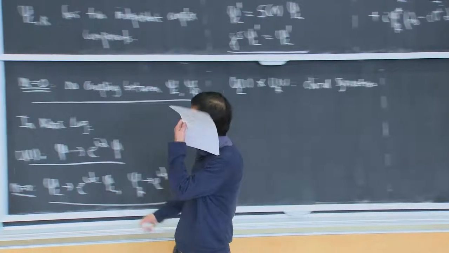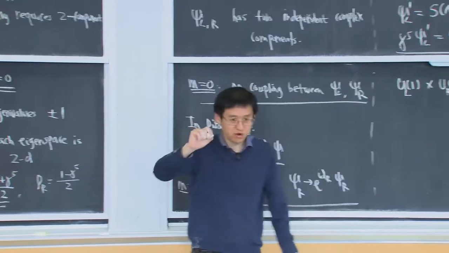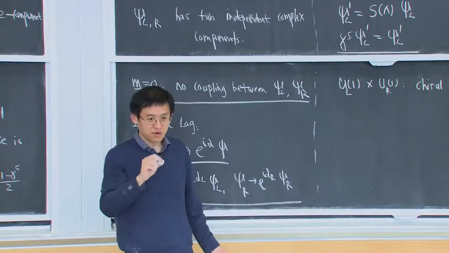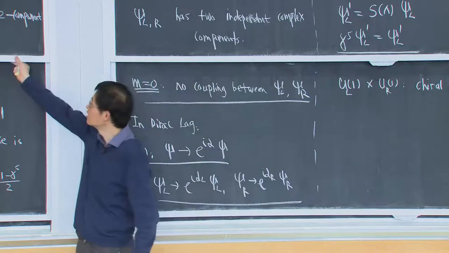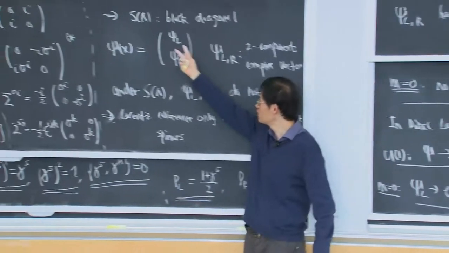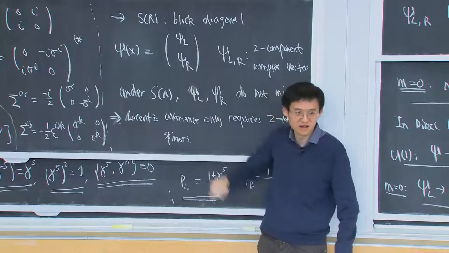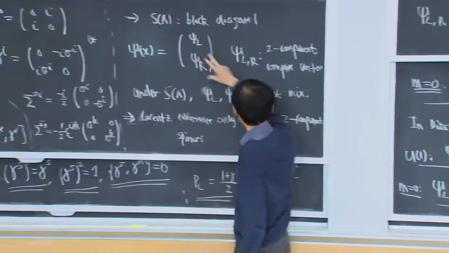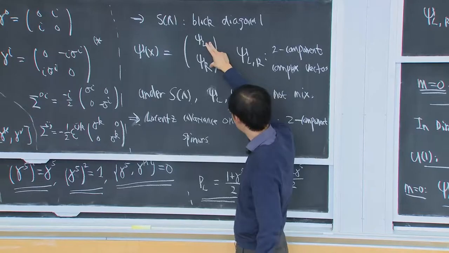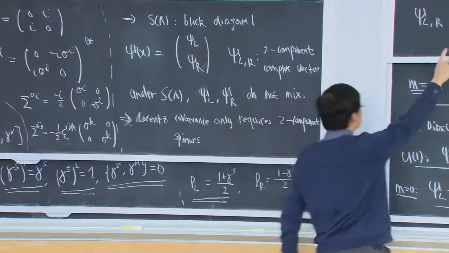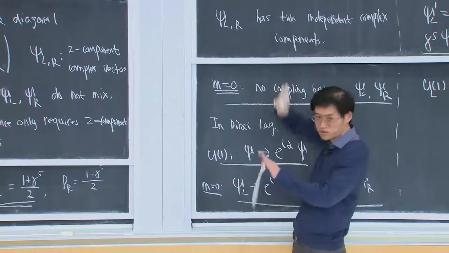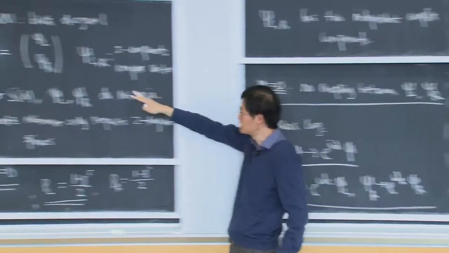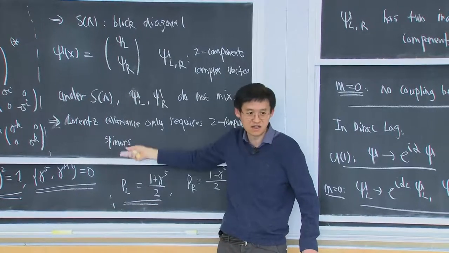No, I can't write that way. Just now I'm using the two component form. When I write the two component form, then I write psi that way, otherwise it doesn't make sense. Psi L is the upper two component, psi R is the lower two component. I'm using the same notation for this basis, and so in this basis, psi L and psi R only have two components. But in the general case, they have four components. So in the general case, I can write psi equal to psi L and psi R. But in this basis, using this notation, I cannot.